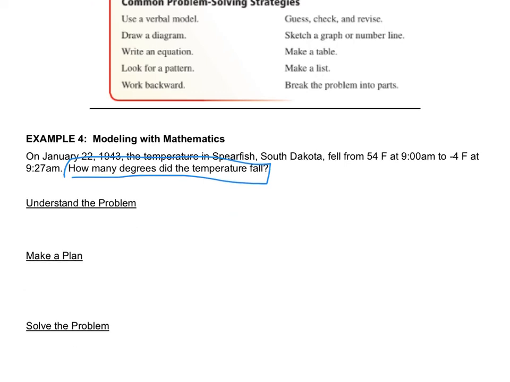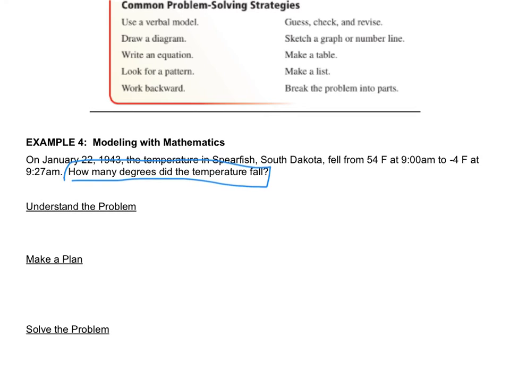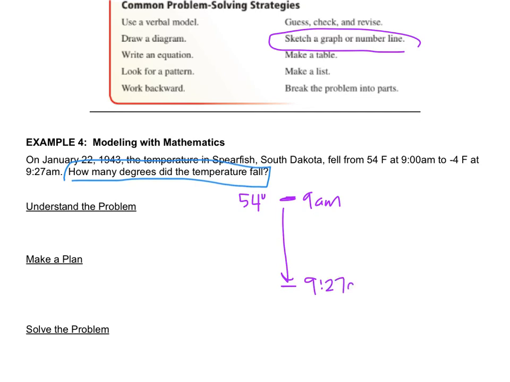So I'm going to use the example up here, which is sketch a graph or a number line. So at 9 o'clock, it was 54 degrees Fahrenheit. And then at 9:27, it was negative 4 degrees Fahrenheit. So what I want to know is how far apart are 54 and negative 4.